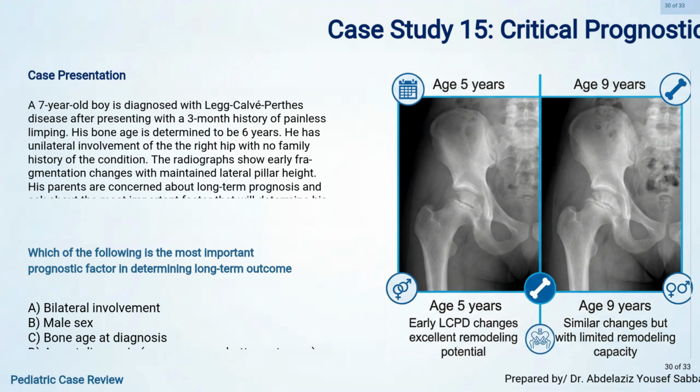His parents are concerned about long-term prognosis and ask about the most important factor that will determine his outcome. Which of the following is the most important prognostic factor in determining long-term outcome in Legg-Calvé-Perthes disease? Option A, bilateral involvement. Option B, male sex. Option C, bone age at diagnosis. Option D, age at diagnosis, where younger age equals better outcome.